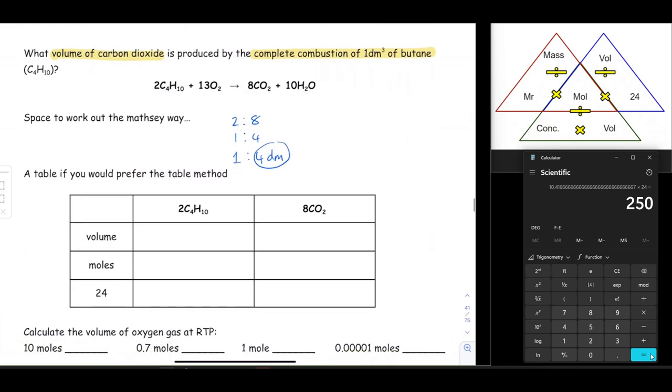Let's put it into the table method just in case. So we've got 1 decimeters cubed divided by 24. 1 divided by 24 gives us 0.0416. We can do divide by 2 and then times by 8 if we wanted to. That gives us 0.166 recurring. Times that by 24. And that gives us 4 decimeters cubed.